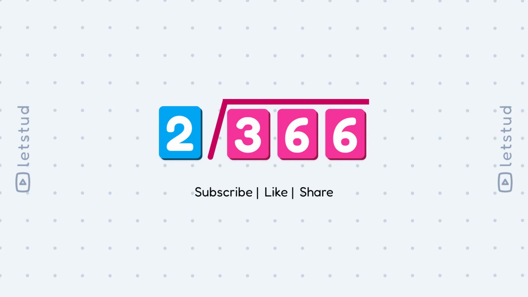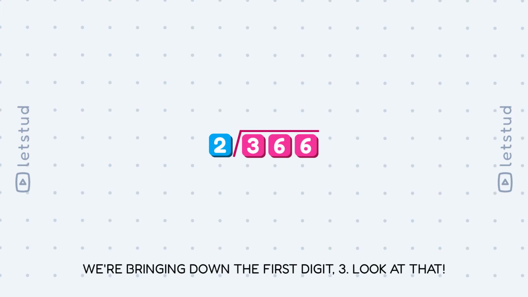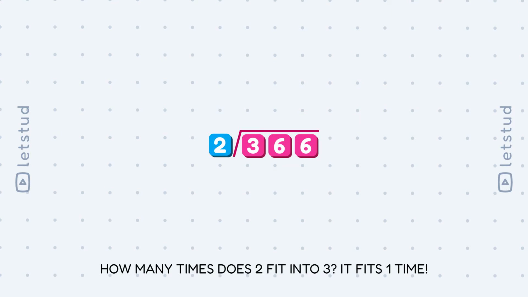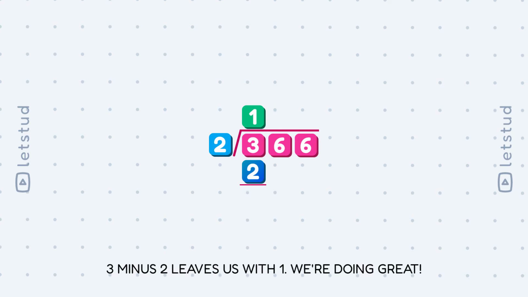Let's get started. All right, let's start our division adventure. We're bringing down the first digit 3. Look at that. How many times does 2 fit into 3? It fits 1 time. 1 times 2 is 2. Let's write that down. 3 minus 2 leaves us with 1.